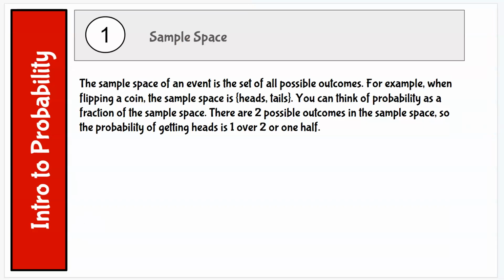So the sample space of an event is the set of all possible outcomes. We looked at that in the Venn diagram and tree diagram. We counted up those outcomes. So for example, when I flip a coin, the sample space is heads and tails. You can think of probability as a fraction of the sample space, and there are two possible outcomes in that sample space. So the probability of getting heads is 1/2.